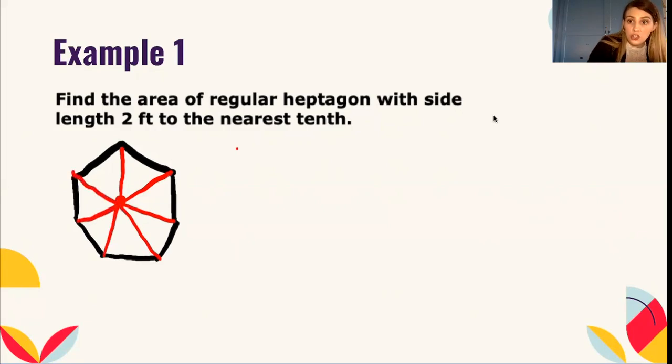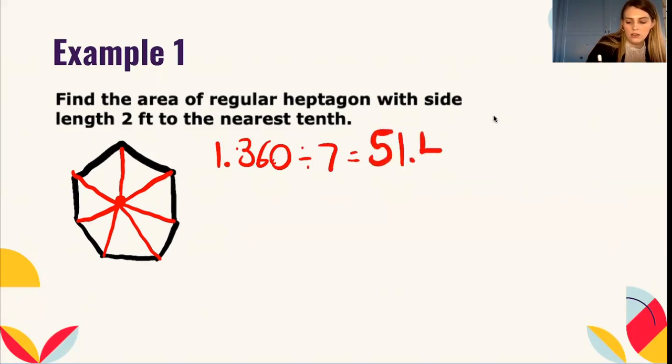Okay, so I'm going to start by finding that central angle. So I'm going to take 360 and divide it by 7. When I do that, I will get a decimal, but I'm just going to round to the nearest tenth. So that tells me that every single one of these angles in the middle is 51.4 degrees.